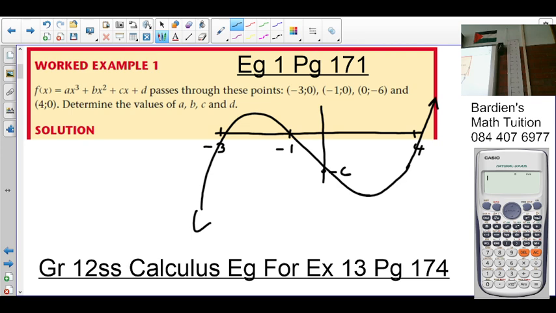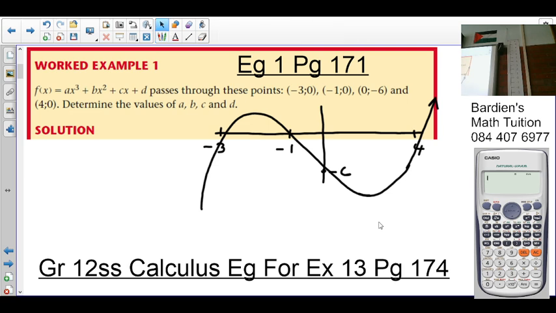Okay, so that's what the graph is going to look like. You can't go the other way, otherwise you won't cut your y-intercept at negative 6. Again, do we need to draw this graph? No. The question says determine the values of a, b, c and d.